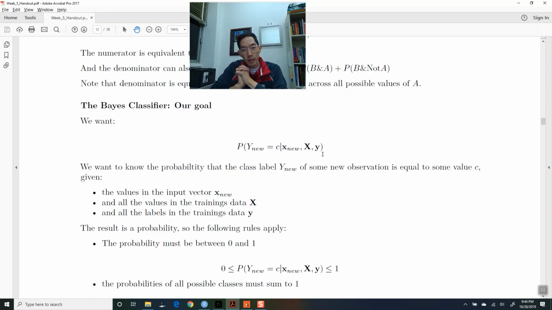Okay, and then what we want to do is, based on the data that we've seen, if a new observation comes along, we can say, is this new observation part of category A, B, or C? And what is the probability that it's in A, the probability that it's in B, or the probability that it's in C?